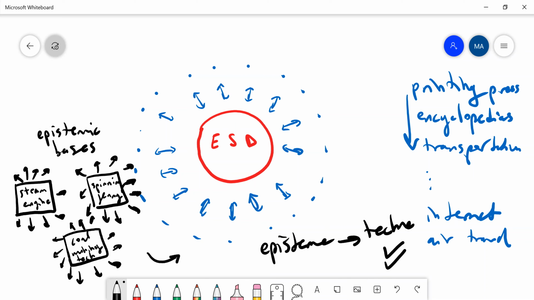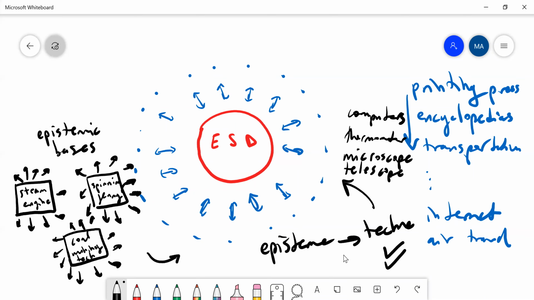And with the Industrial Revolution, we even created new devices, such as the microscope, such as the telescope, such as the thermometer, and computers. Why are these things important? Because they also affect the rate of expansion in epistemic bases.